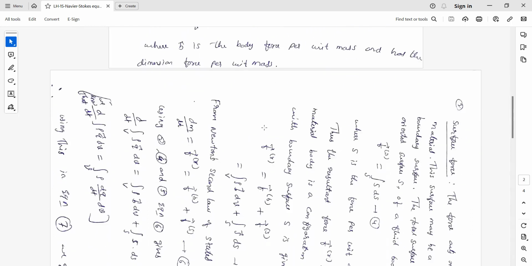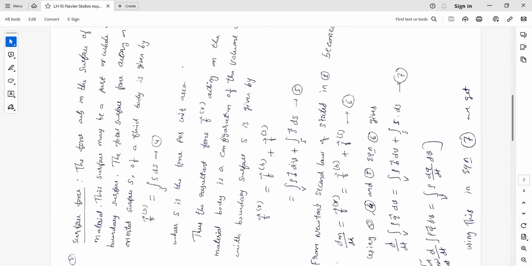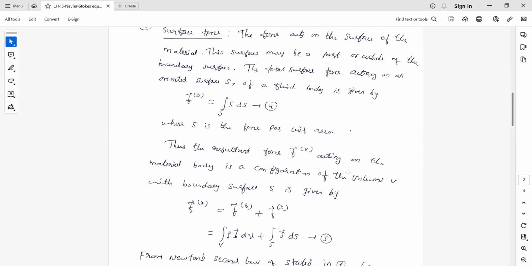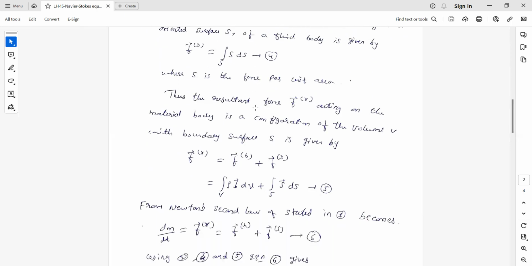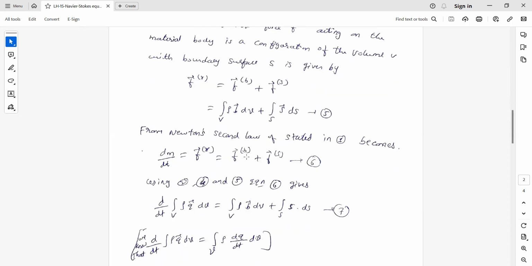A surface force is a force acting on the surface of the boundary, indicated by Fs, and mathematically we can write it as the integral of S ds. To write the resultant force, we add the body force and the surface force to get the resultant force Fr. Now we substitute this in the first statement, the law of conservation of momentum: the rate of change of linear momentum equals the resultant force, so d/dt of m equals Fr.